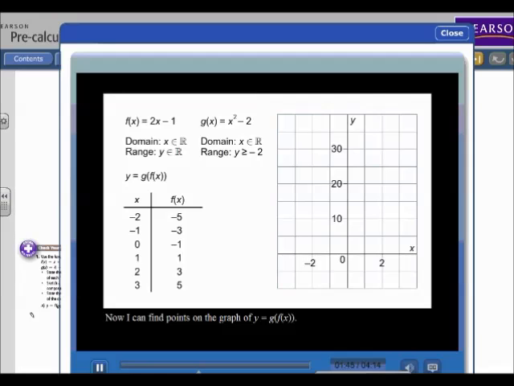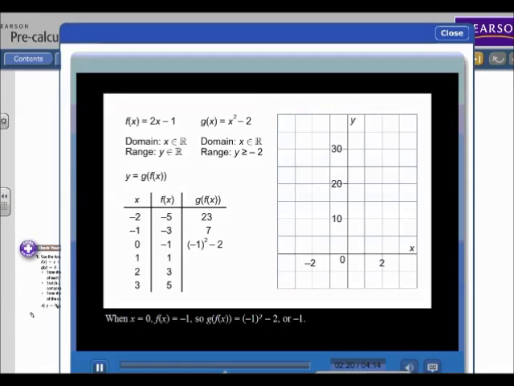Now I can find points on the graph of y equals g at f at x. When x equals -2, f at x equals negative 5. So g at f at x equals negative 5 squared minus 2, or 23. When x equals negative 1, f at x equals negative 3. So g at f at x equals negative 3 squared minus 2, or 7. When x equals 0, f at x equals negative 1. So g at f at x equals negative 1 squared minus 2, or negative 1.